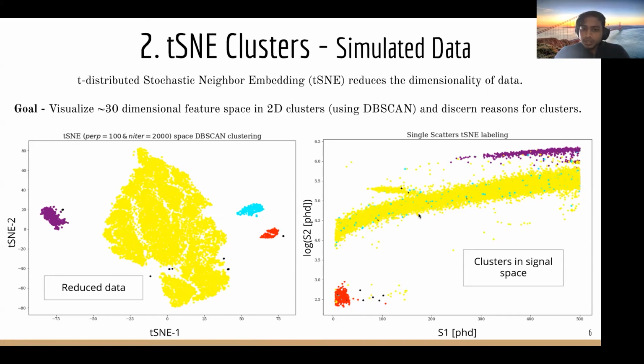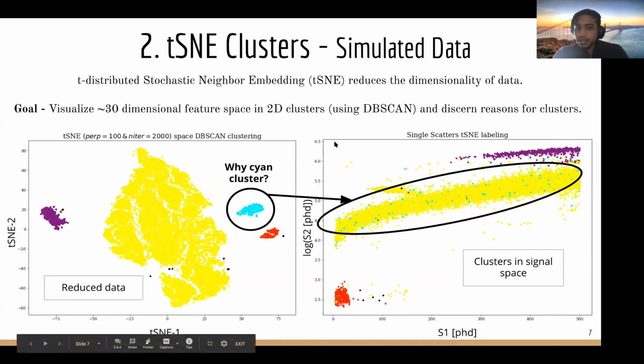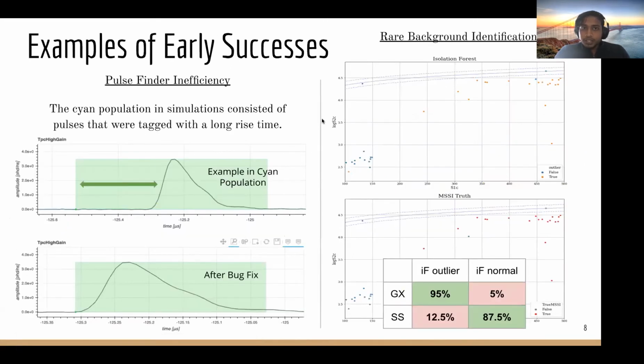One thing we don't understand, at least if you were to look at this plot without the colors, is why are these cyan data points interspersed in the ER band? That's something that we wouldn't be able to pick out if we just looked at an S2 versus S1 plot. And this brings us to some of the applications of anomaly finding and clustering and dimensional reduction.